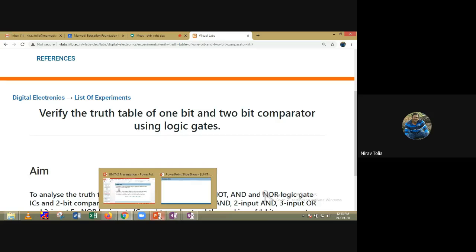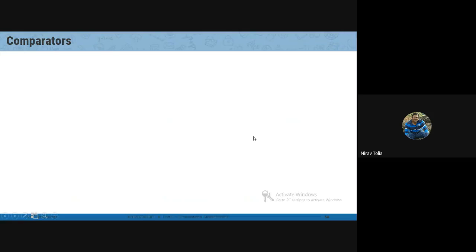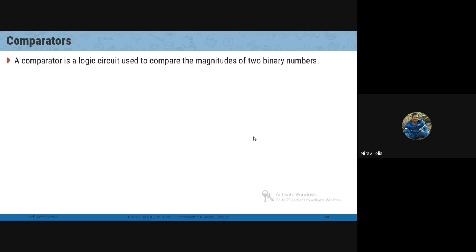Let me give you a brief about what a comparator is. A comparator is a logic circuit, a type of combinational circuit, which is used to compare the magnitude of two binary numbers. We have three different possibilities for that.